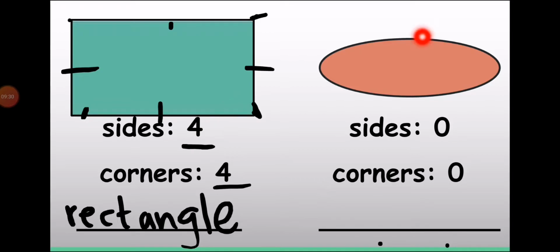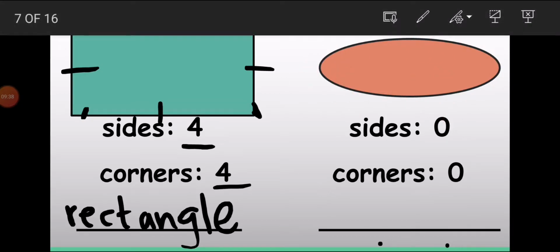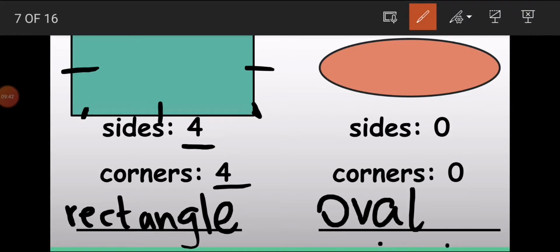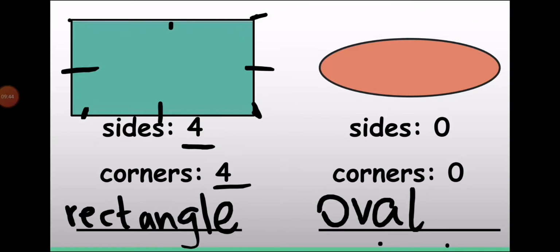Now look at the last shape here. You can see it's not a circle. Which shape is this? It's an oval with no sides, no corner. It's an oval shape. Oval. So the shape, a flat surface shape with no sides, no corner, is called an oval.